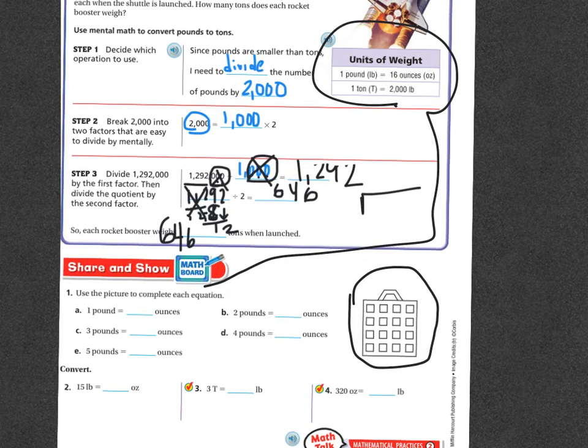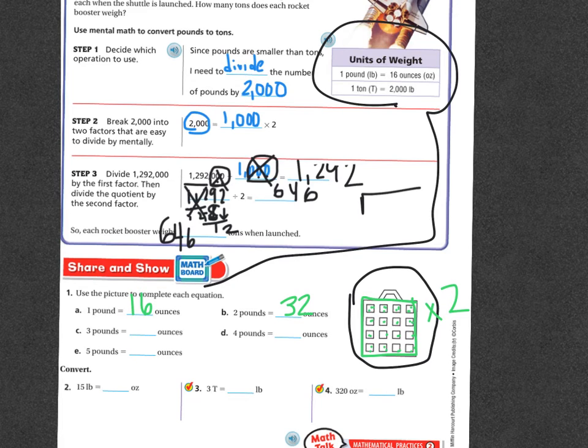A, 1 pound equals how many ounces? Well, if this is the picture, this right here is 1 pound. 1, 2, 3, 4, 5, 6, 7, 8, 9, 10, 11, 12, 13, 14, 15, 16. Okay, B, 2 pounds equals how many ounces? Well, I'm just going to do that times 2. So I would count that 16 and then count another 17, 18, 19, 20, 21, 22, 23, 24, 25, 26, 27, 28, 29, 30, 31, 32.